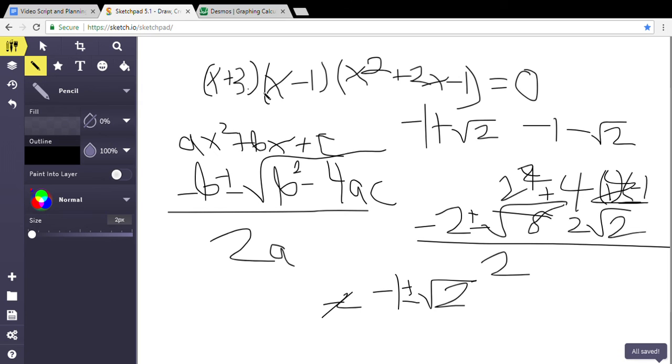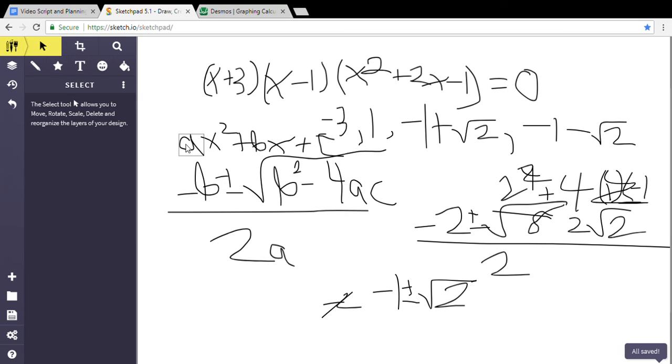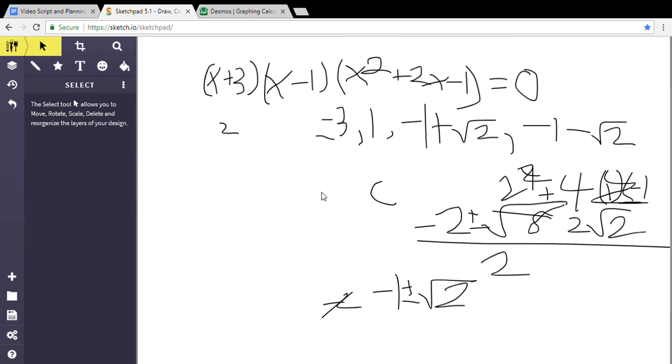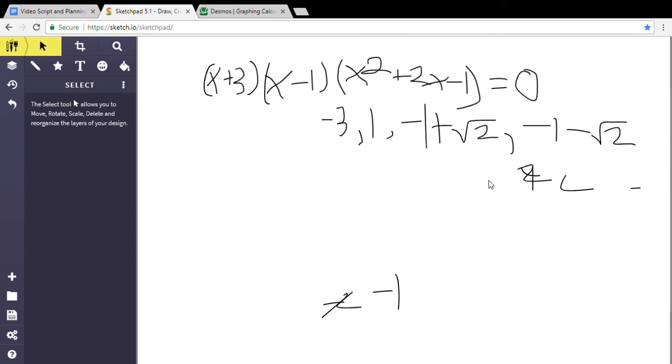Along with these two, our 1 and our negative 3, we have all the zeros of this graph. Now, I've gone a little bit over time for this video, but I think it won't matter because I've covered everything I needed to. I hope you've enjoyed, and I hope it has helped you understand finding the zeros of polynomials a little more. And that's about it.